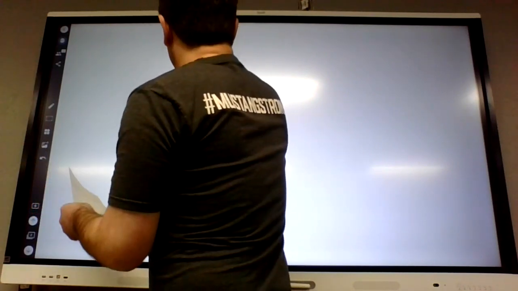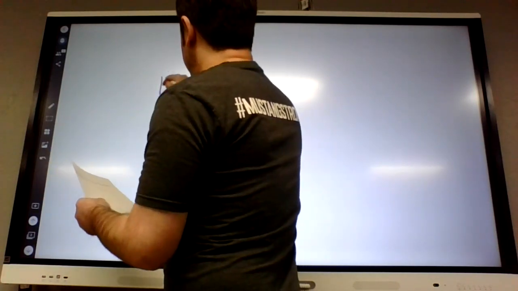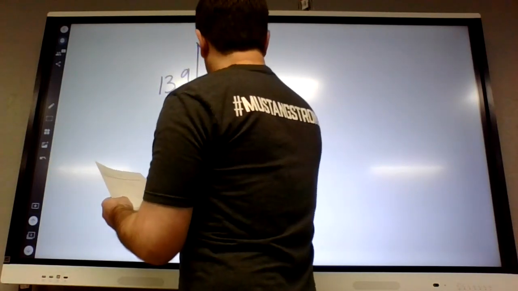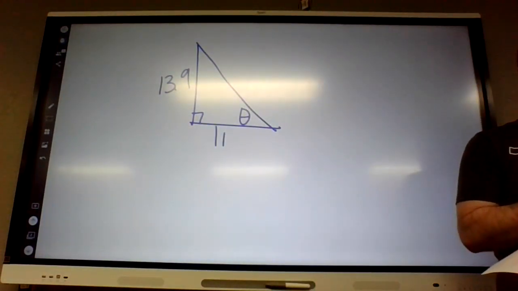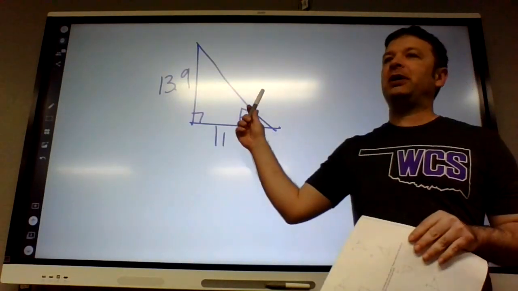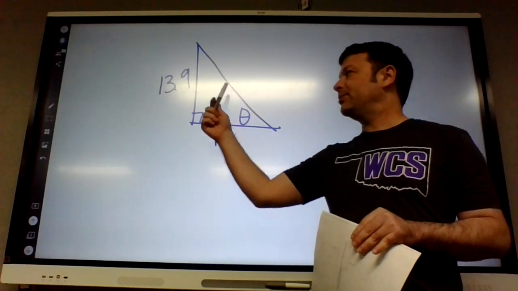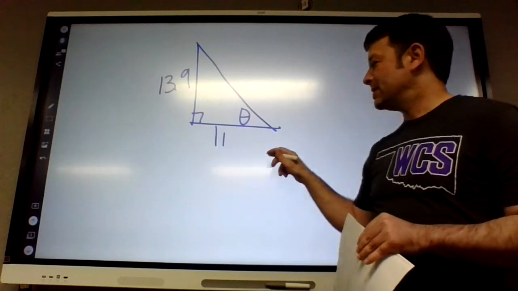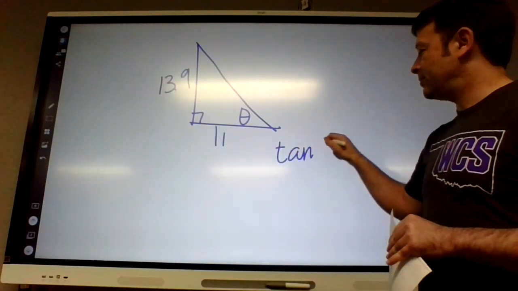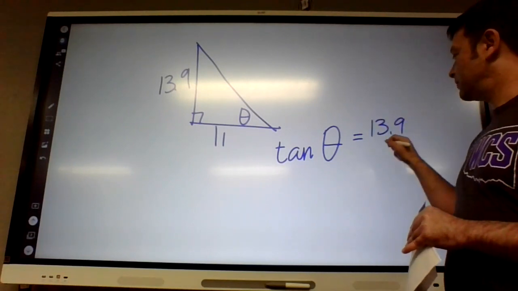So, on number 1, this is the part I think people forget the most. How do I find this angle right here? You do the inverse trig functions. Alright, girls. So, always start with the angle. Relative to this angle, what sides do I have? Which is what? Tangent of theta equals opposite over adjacent.